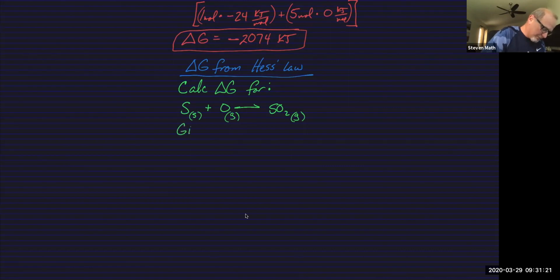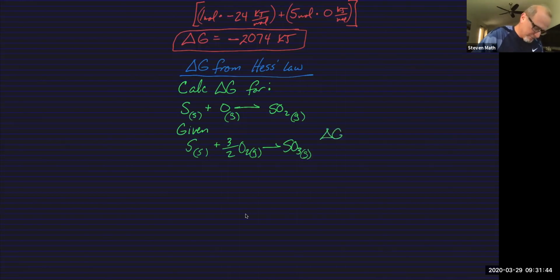Given, they're going to give us these two equations. S as a solid plus 3/2 O2 as a gas going to make a little bit of sulfur trioxide, also as a gas. That's going to have a delta G value of -371. A little free energy going on. That's in kilojoules. Okay, and they're also going to give us equation 2, which is 2 SO2s plus O2 as a gas.